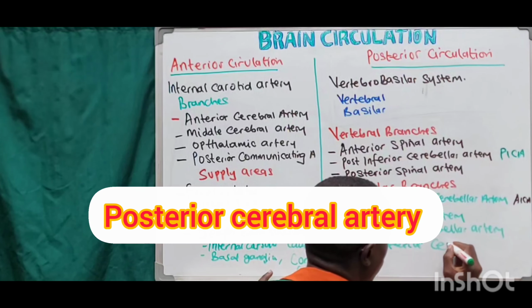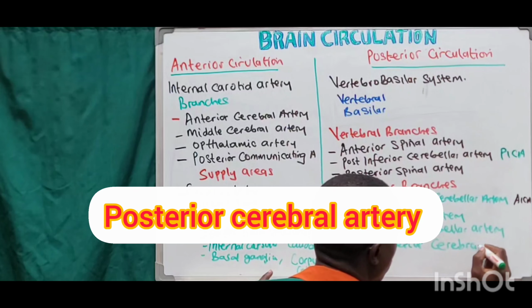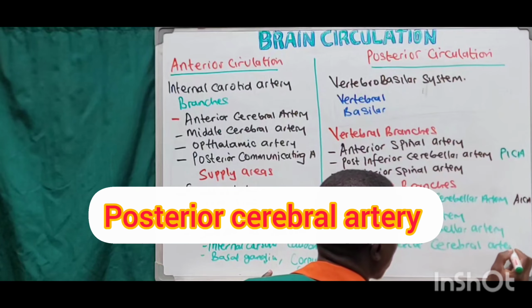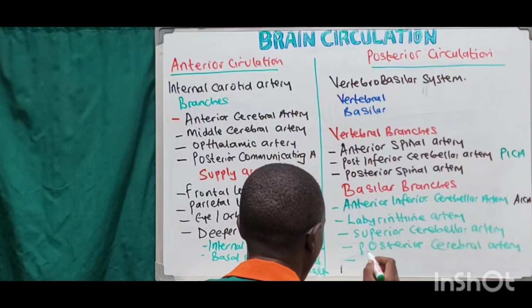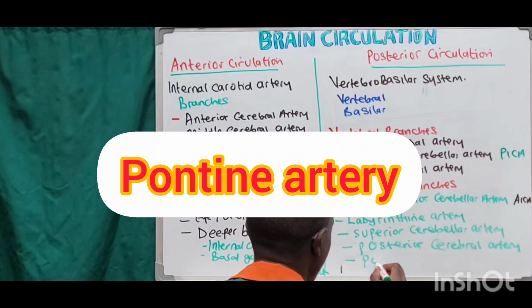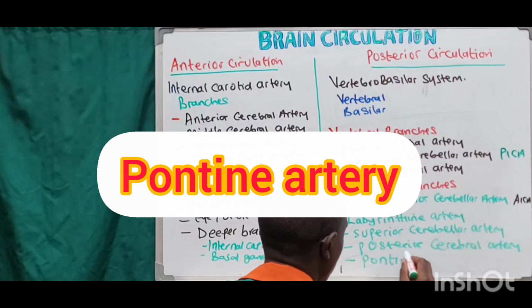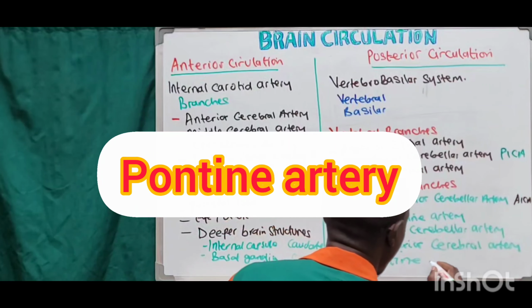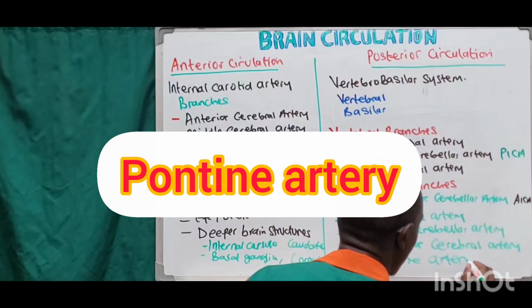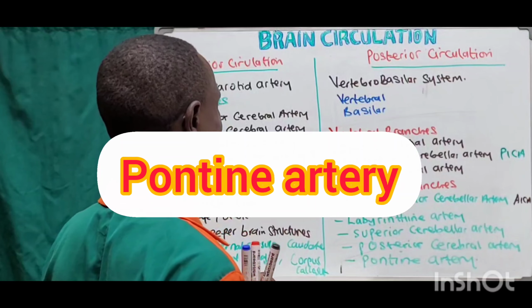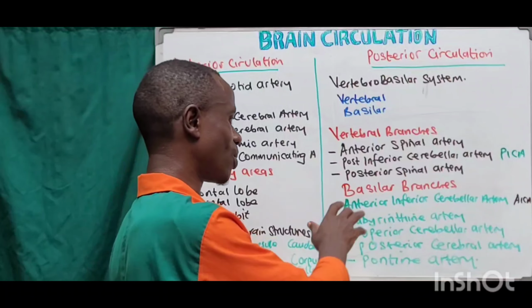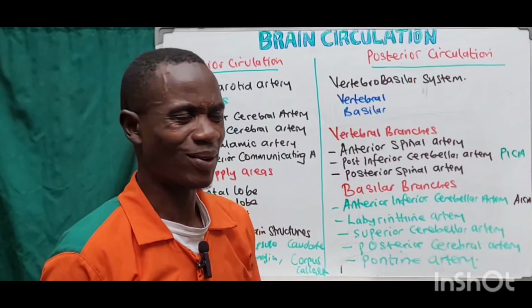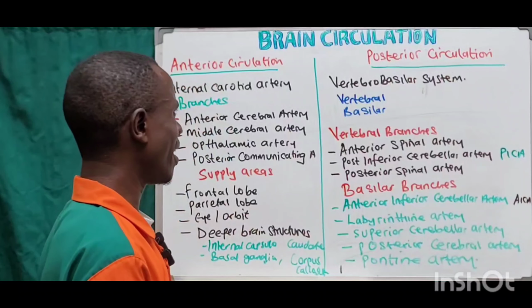And then another one is what we call the posterior cerebral artery. And another one is what we call the pontine artery. So now these are some of the branches of the basilar artery. It is such another beautiful thing.